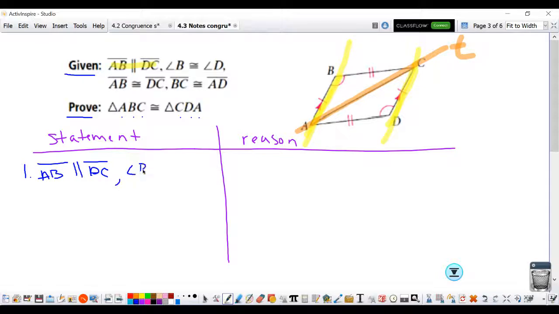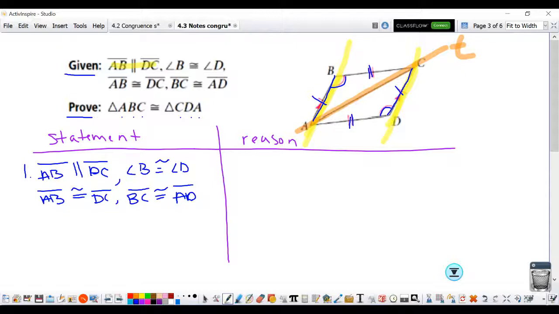They give us that angle B is congruent to angle D, and we'll mark that on our picture. They also tell us that segment AB is congruent to segment DC. Let's find that in our picture. AB is congruent to DC. Okay, so far so good. They've marked a lot of this for us, but really you'll be doing most of the marking. They also tell us that segment BC is congruent to segment AD.